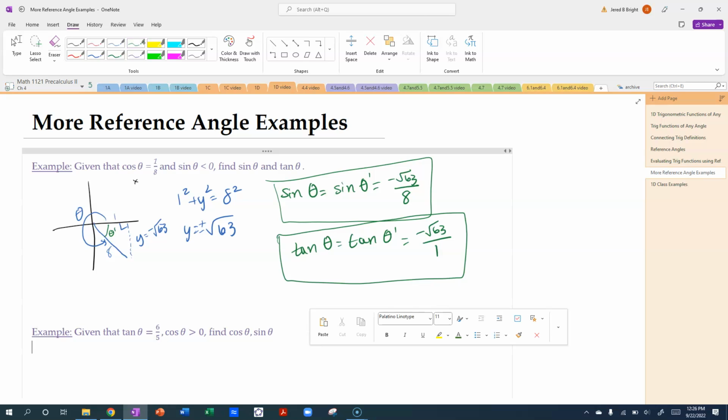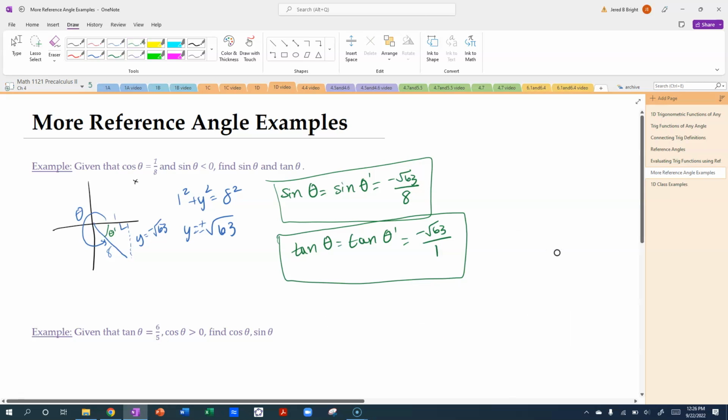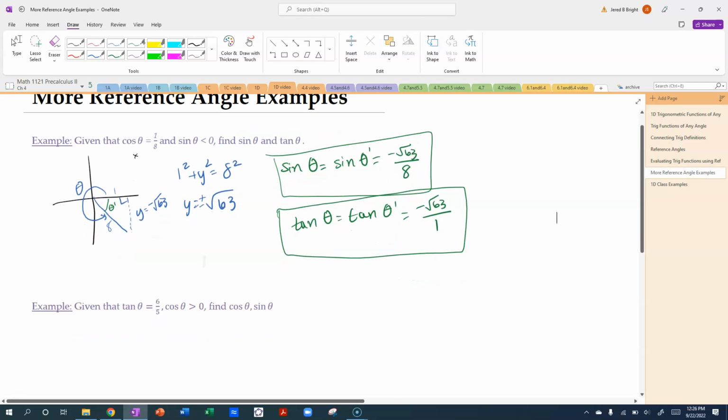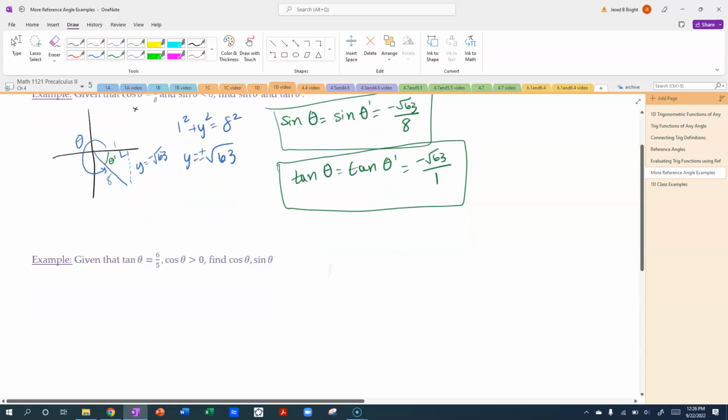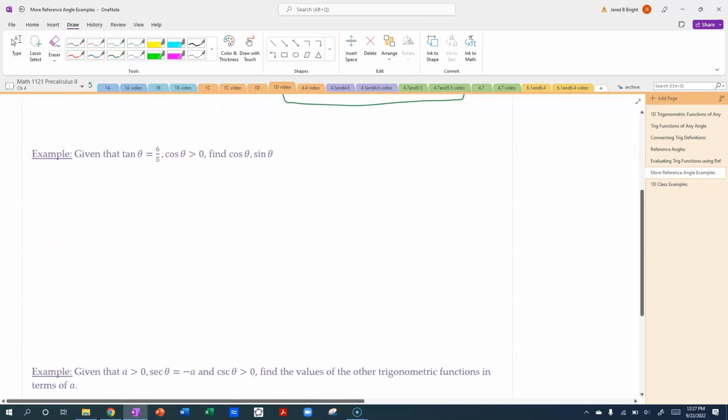All right, so key thing with that one, get it set up somehow, use your definitions, make sure to incorporate sign. Again, trigonometric functions of reference angles are the same as trigonometric functions of just the corresponding angle, as long as we incorporate the sign. All right, so tangent. Let's actually have you pause the video, try this one out, and resume the video when you're ready to see the solution.